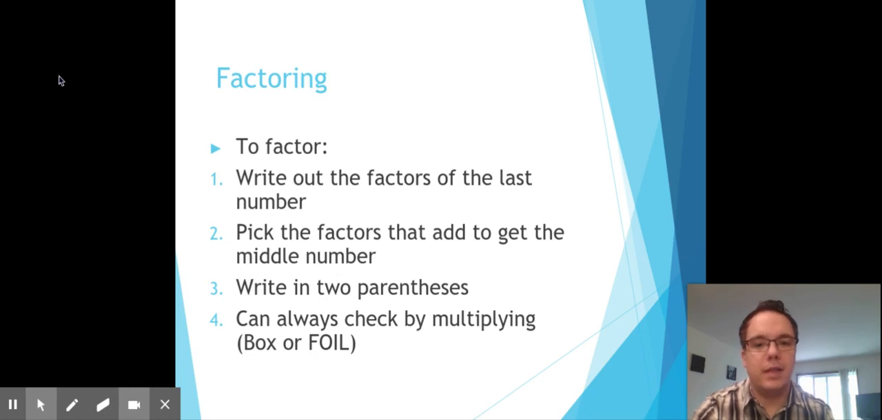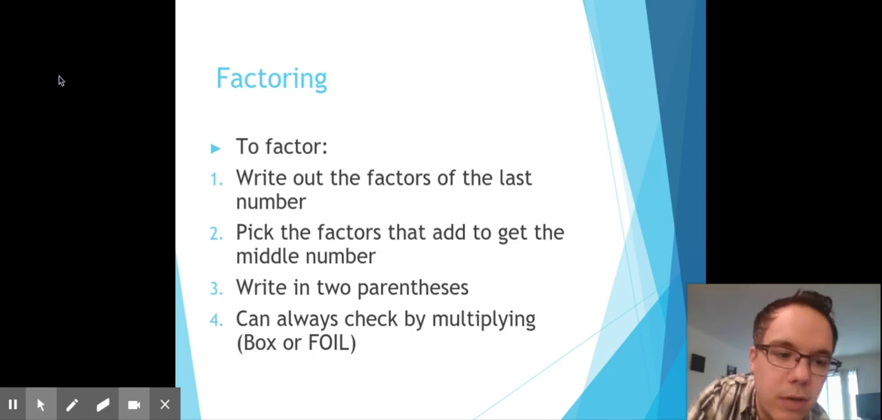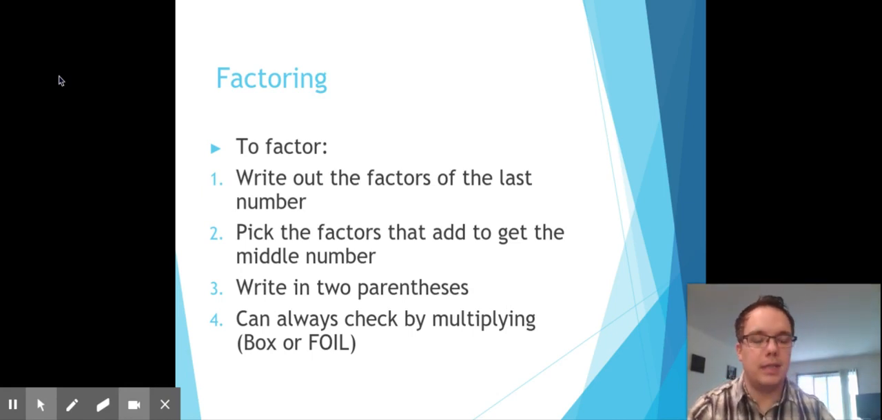So to factor, if we're really stuck, we can write out the numbers that multiply to get that last number, because those are the numbers we could use. And then we can add those factors together to see if any of them add to get the middle. Once we find the numbers that both multiply to get the last number and add to get the middle, we're going to write them out in two parentheses. And you can always check your answer by boxing or foiling those polynomials again to see if you get the original polynomial.